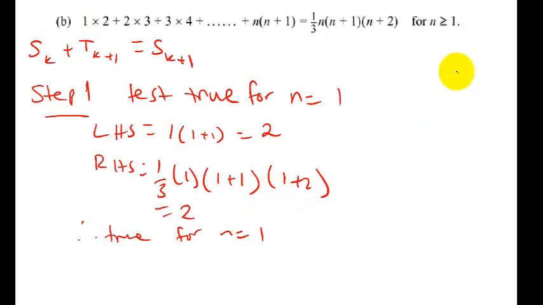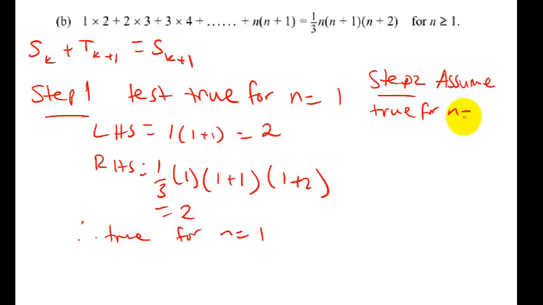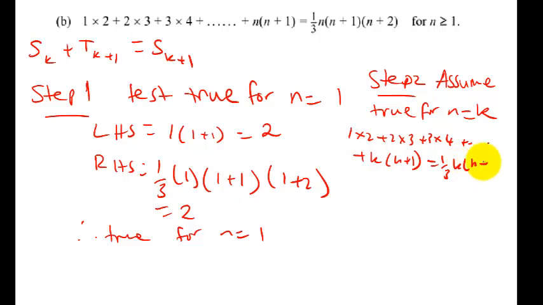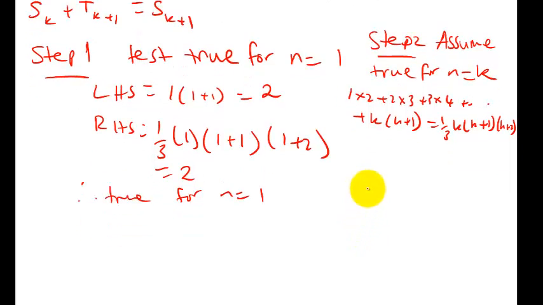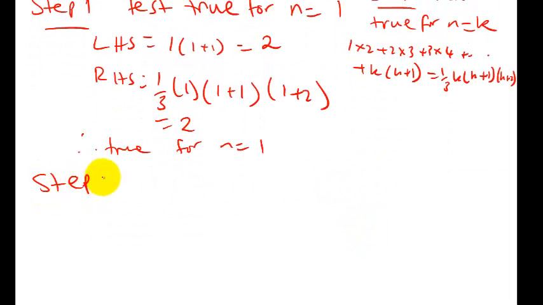It's a proof. While we're here, we might as well do step 2. Step 2 is assume true for n equals k. Right? So then you've got to write the whole question now just with n as k. That's it. So nice and easy step. 1 times 2 plus 2 times 3 plus 3 times 4 plus ... plus k times k plus 1 is equal to 1/3 k times k plus 1 times k plus 2. Any questions? No. Easy.